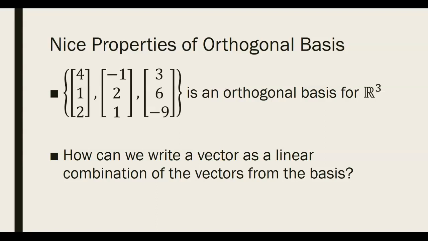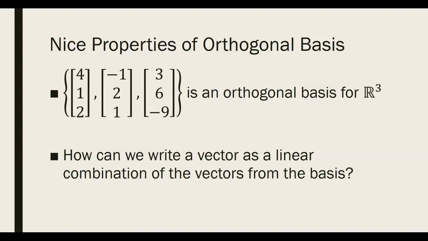Now, it turns out that the example I had at first, this orthogonal set (4, 1, 2), (-1, 2, 1), and (3, 6, -9), is in fact an orthogonal basis for R3. I won't go through the details, but basically we have three non-zero vectors and they're all orthogonal, so you are going to get a basis for R3 in this situation.